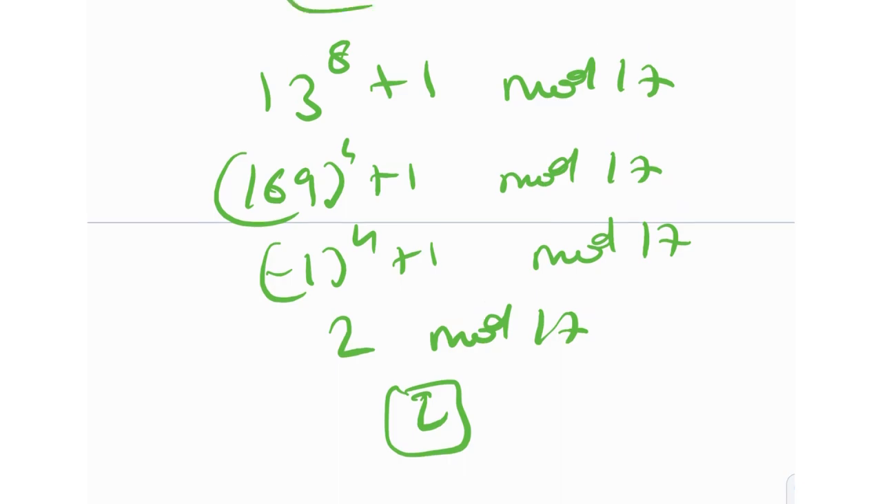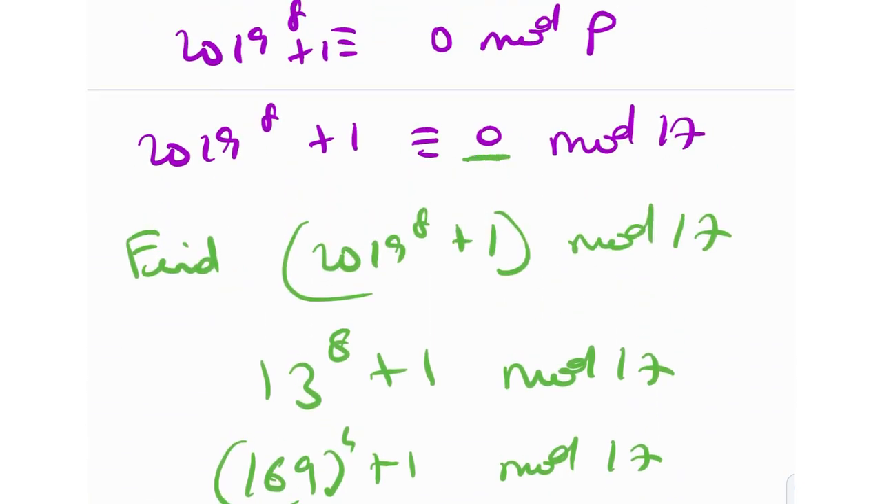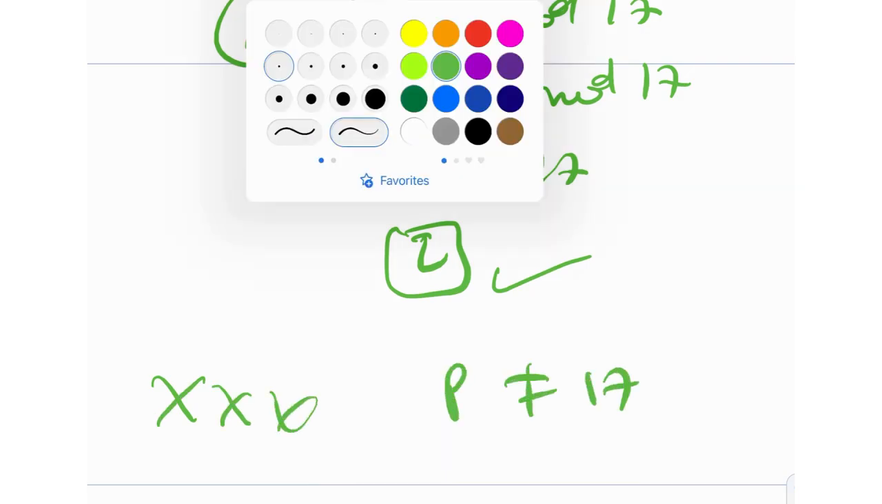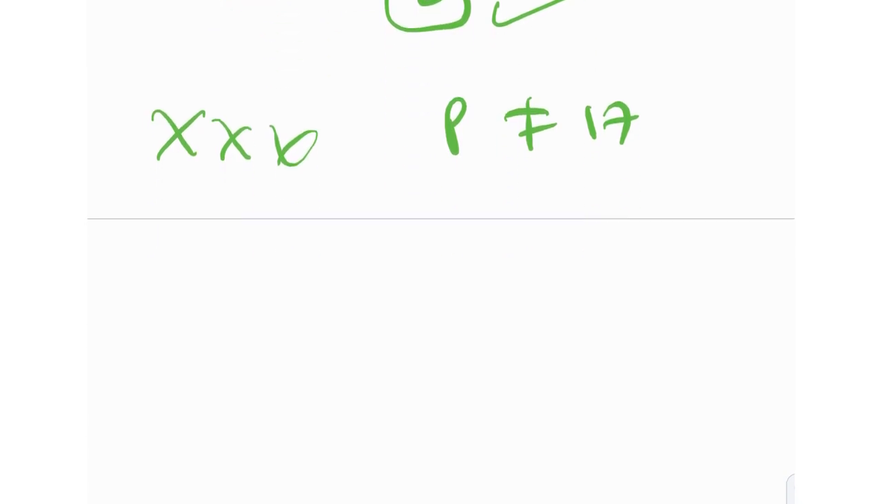But we want the remainder to be 0. We want it to be 0 mod 17. We are getting it to be equal to 2 mod 17. So therefore, this case fails. P cannot be equal to 17. Really, let's move on to case number 2 then.